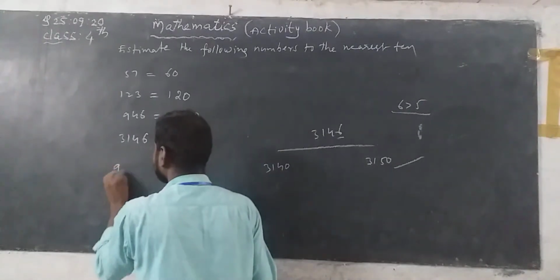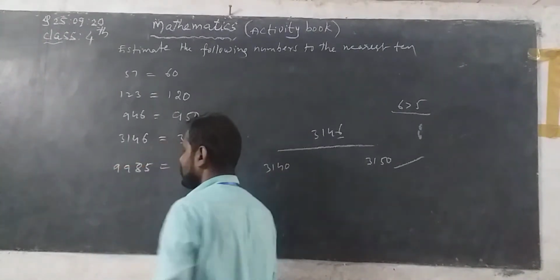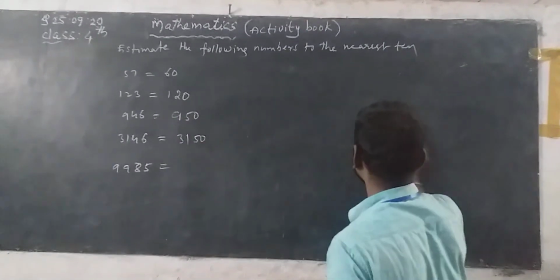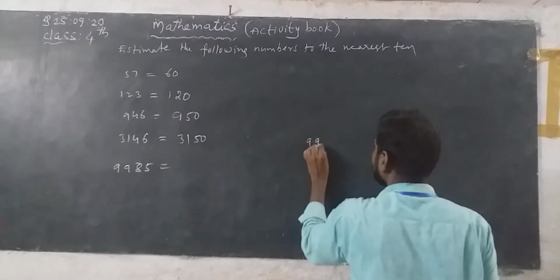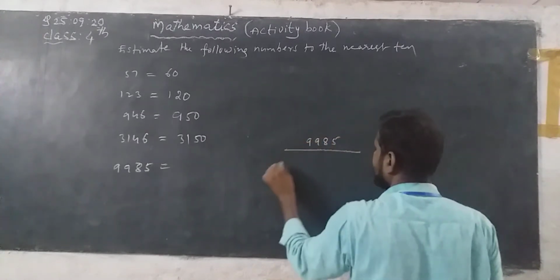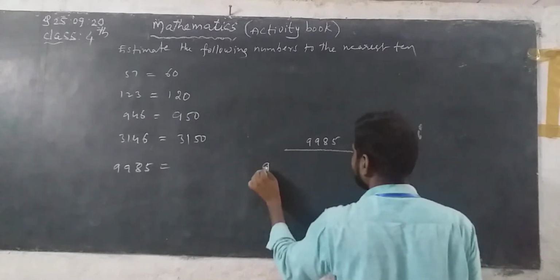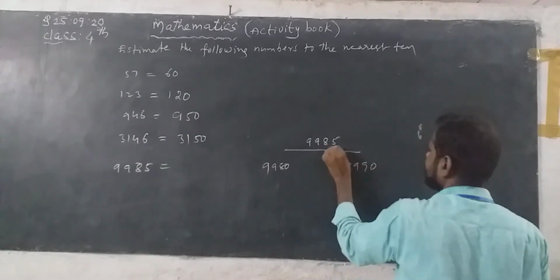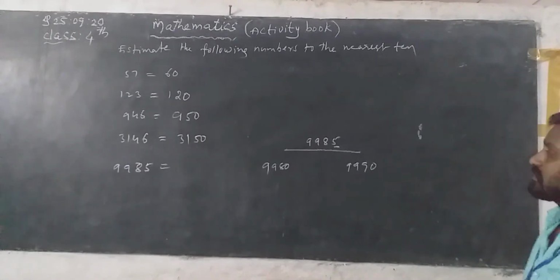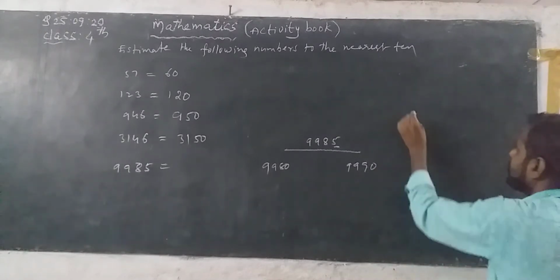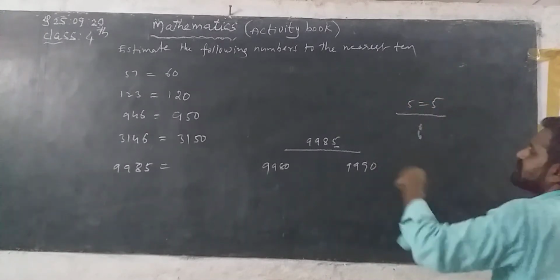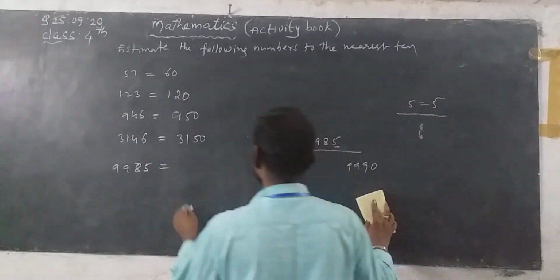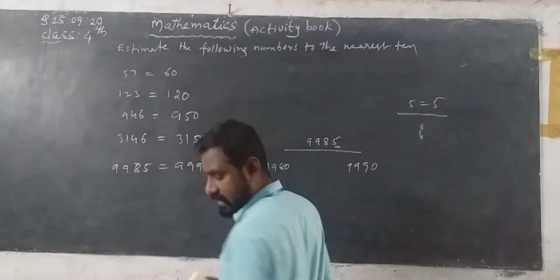Now next, 9985. See here. 9985 lies between 9980 and 9990. See, while you are rounding the given number to the nearest tens, you compare the digit in the ones place, that is 5. 5 equals 5. Then also we have to take the next tens. 5 equals 5 means we have to take the next tens, means 9990.